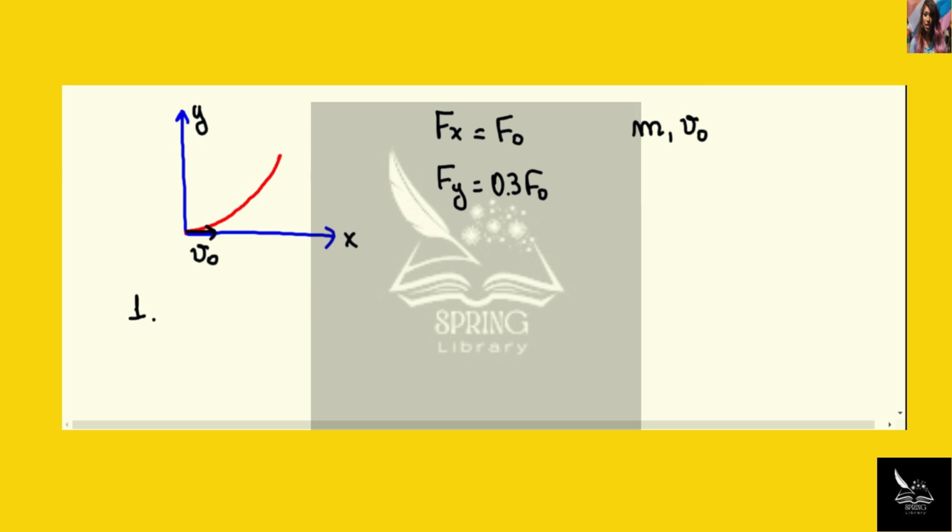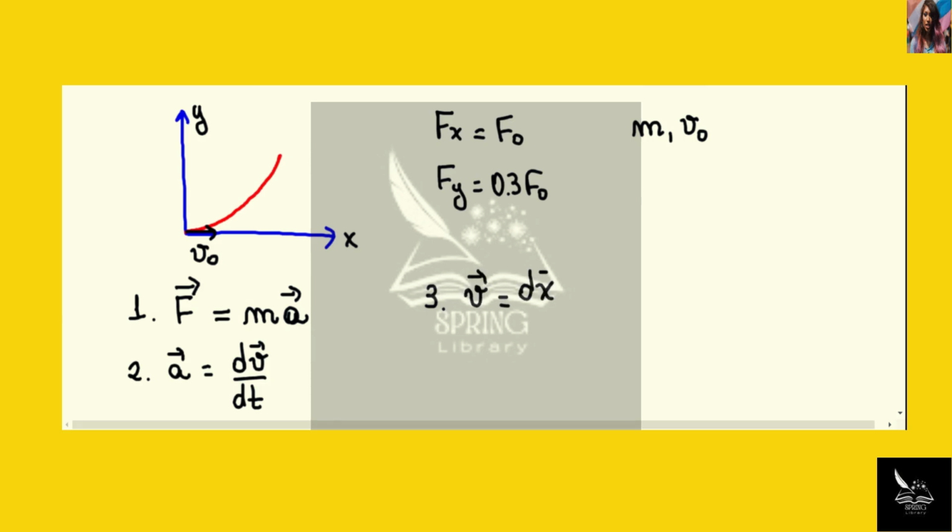First, according to Newton's second law, the sum of the forces on a particle is equal to the mass of the particle times the acceleration. Second, the acceleration is equal to the derivative of the velocity with respect to time. And finally, the velocity v is equal to the derivative of the position vector with respect to time. With this in mind, we can carry on with the exercise.